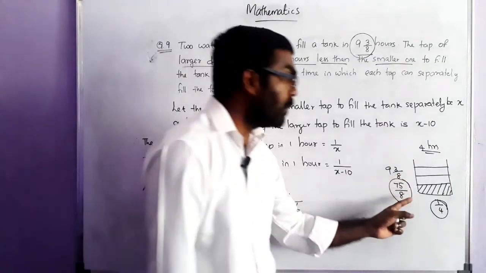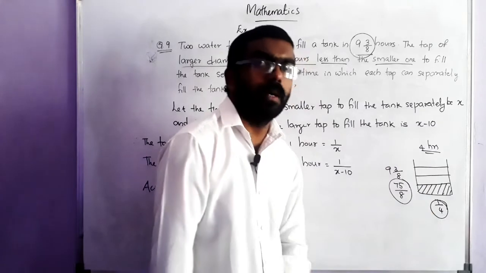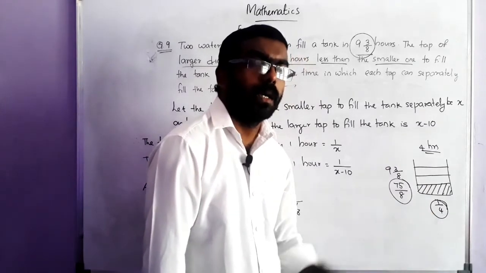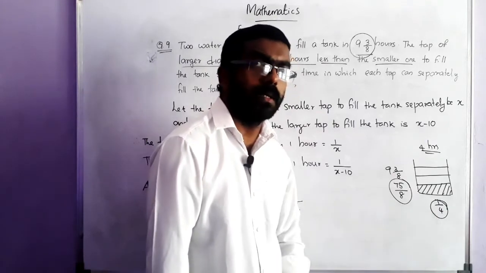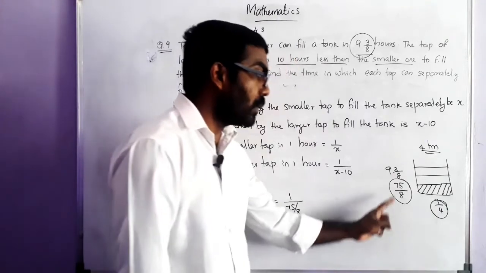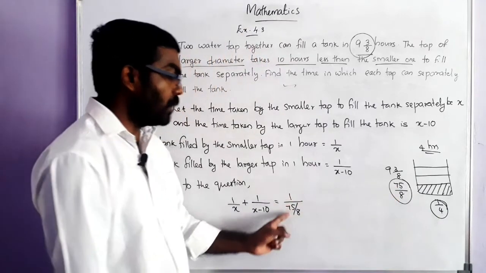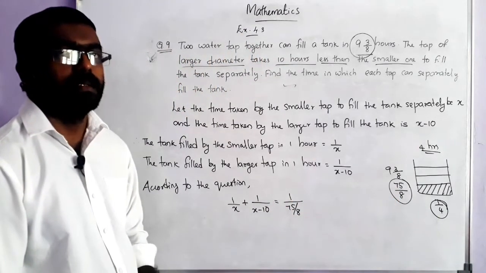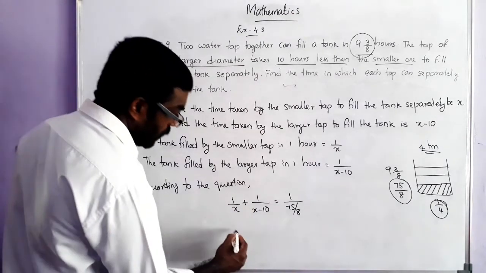Once again look at the example. If the total time taken is 4 hours, then in 1 hour 1 by 4th portion. Okay. If the total time taken is 10 hours, then in 1 hour 1 by 10 portion. Clear? So here the total time taken is 75 by 8. So in 1 hour 1 by 75 by 8. Understood? Now we can cross multiply this one.